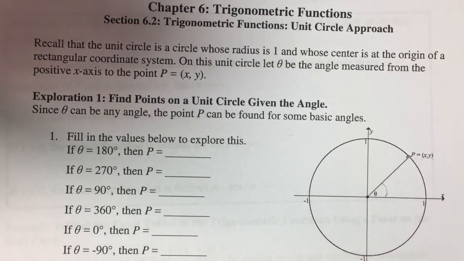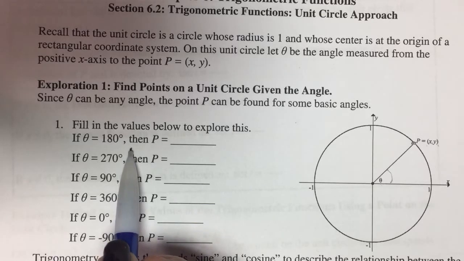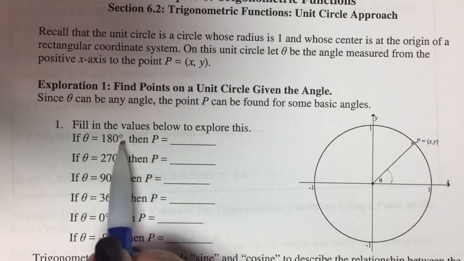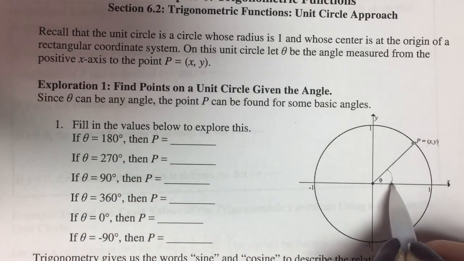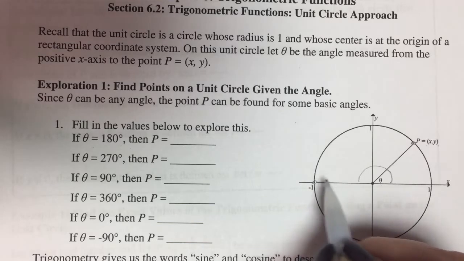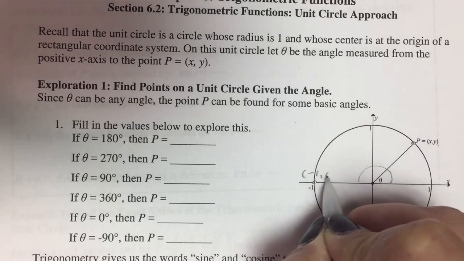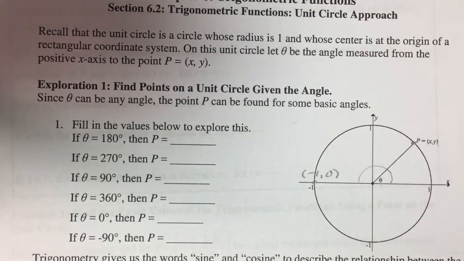So let's look at what those points would look like for different thetas. You'll notice all of these thetas are quadrantals. Remember, those are angles that have their terminal side on one of the axes as opposed to inside one of the quadrants. So if theta is equal to 180, 180 would be right here, and all it's asking is, what is the name of this point? Well, you can see this point is at -1, 0.